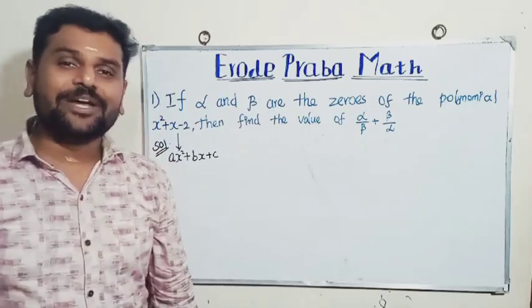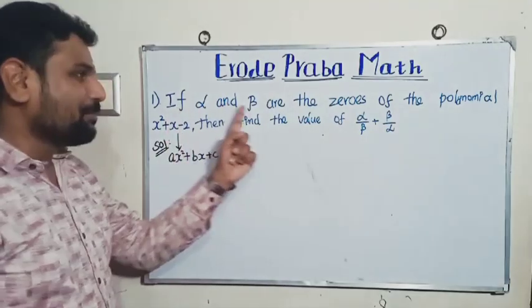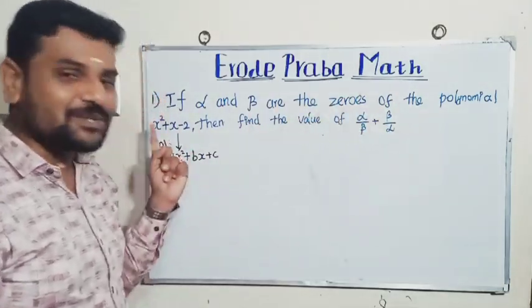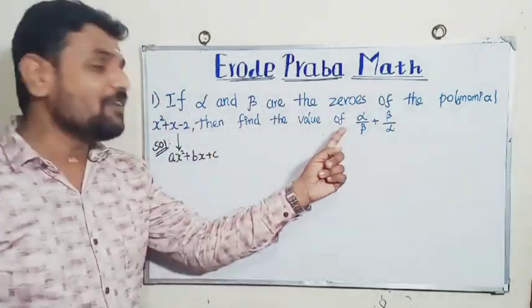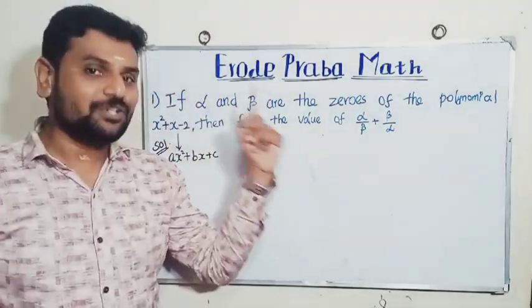Welcome all. Today we are going to see one important model in polynomials. So look at the question. If alpha and beta are the zeros of the polynomial x square plus x minus 2, then find the value of alpha by beta plus beta by alpha. To find the solution, we have two methods.